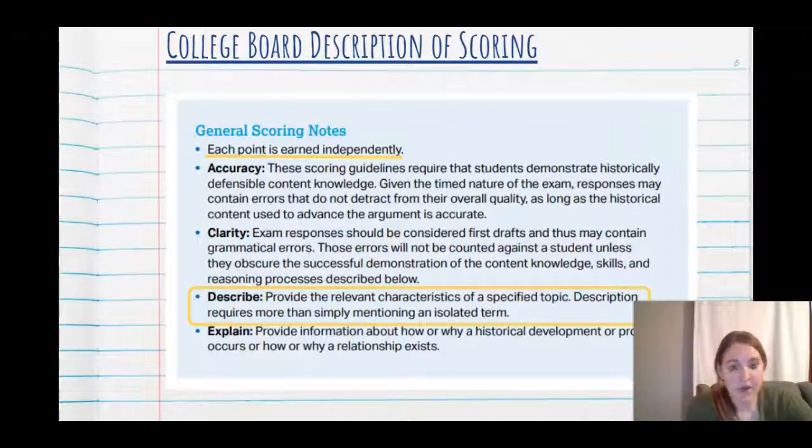Accuracy and clarity are important, but as an AP reader, I would say students lose points when they don't describe enough. They just list the evidence, they mention a term, but they don't describe it enough to show that you know what it means. So please, please make sure that yes, you're providing the evidence, but you take the time to add another sentence where you're describing it and how it answers the question.